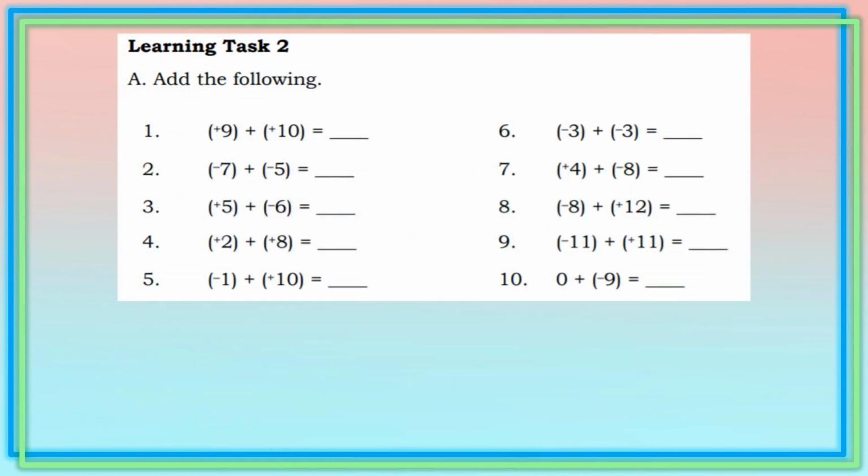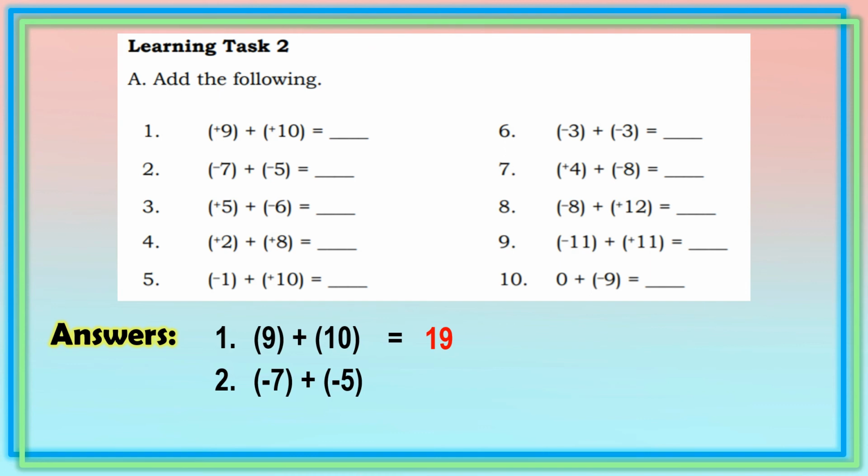In learning task 2, letter A, we need to add the following. So, number 1, we have positive 9 plus positive 10. Magkapareha siya ng sign, kaya i-a-add lang natin siya at kokopyahin natin yung common sign which is positive. So, 9 plus 10 is equal to positive 19. Number 2, we have negative 7 plus negative 5. Again, magkapareha ulit siya ng sign. Kaya i-a-add lang ulit natin siya, tapos kokopyahin natin yung common sign. So, 7 plus 5 is equal to 12. The common sign is negative, so our final answer is negative 12.